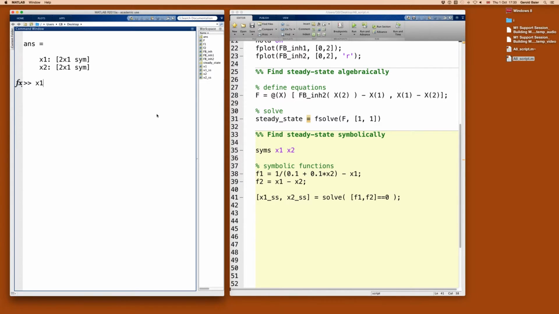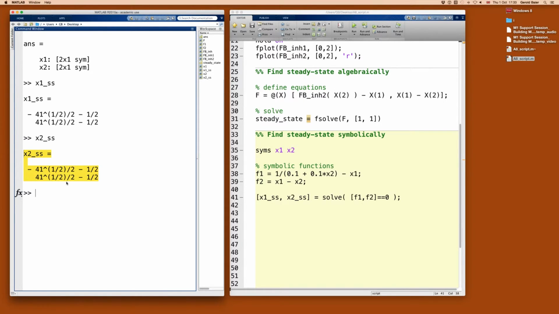Okay, let's check. Yeah, so I did get output properly. So x1, what do we get? x1, x2. So that's x1 steady state. Is this a rather complicated number? And x2 steady state, these two numbers rather than these two numbers for x2 steady state. That looks incredibly incomprehensible.